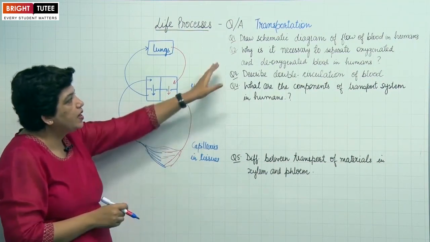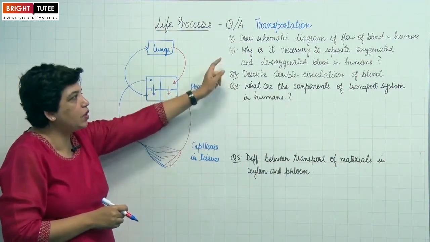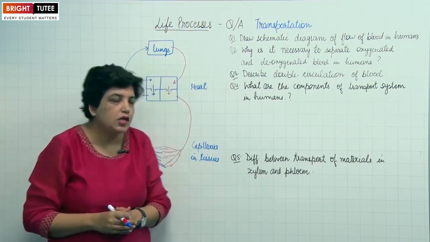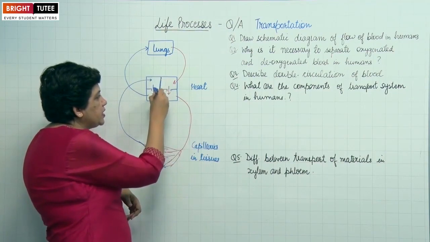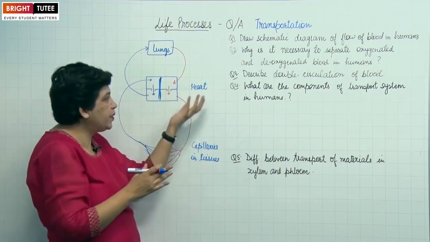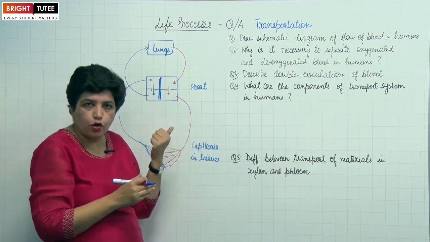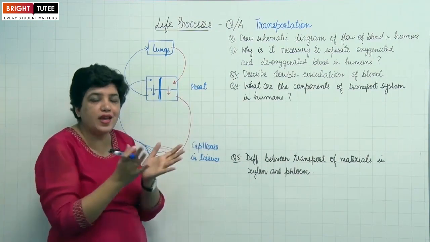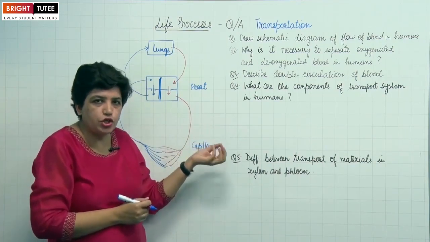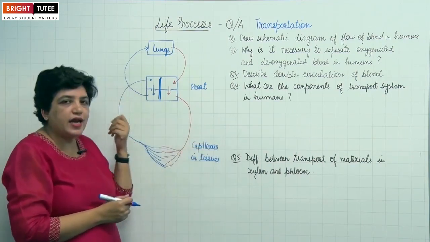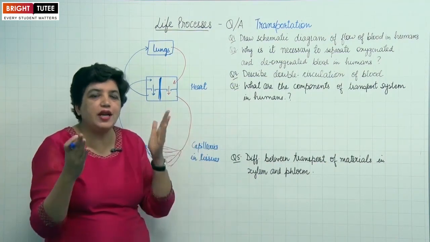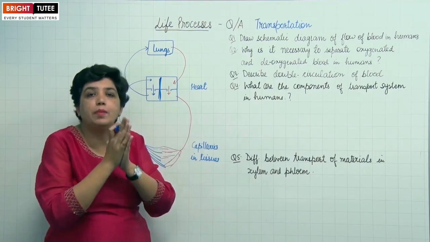Question number 2. Why is it necessary to separate the oxygenated blood from the deoxygenated blood? As you can see, in the heart there is a central wall which is called the septum. It separates the left side and the right side of the heart. There is no connection. The left side contains the oxygenated blood, while the right side contains the deoxygenated blood, so that oxygenated and deoxygenated blood do not get mixed up.